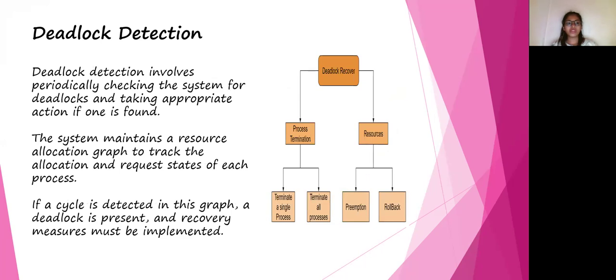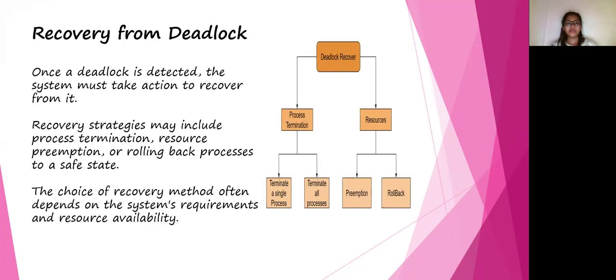Deadlock detection involves periodically checking the system for deadlocks and taking appropriate action if one is found. The system maintains a resource allocation graph to track the allocation and request states of each process. If a cycle is detected in this graph, a deadlock is present and recovery measures must be implemented.